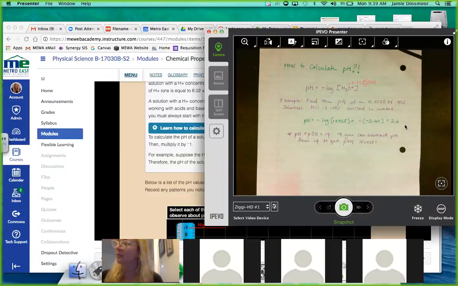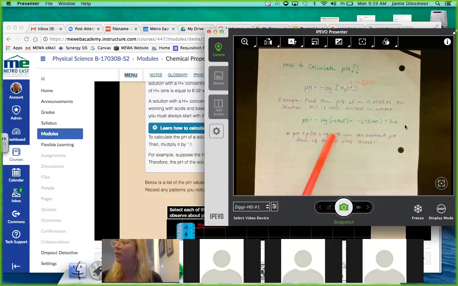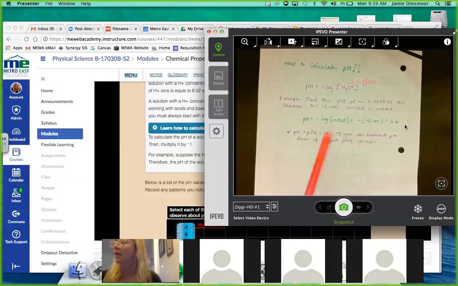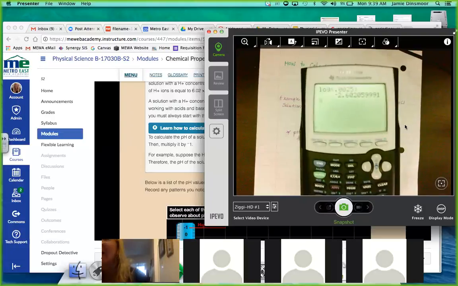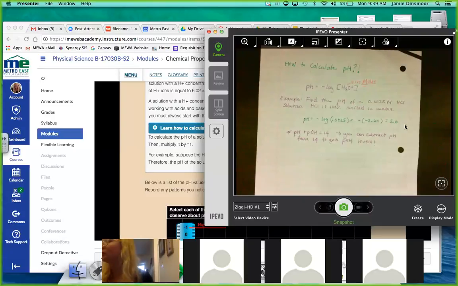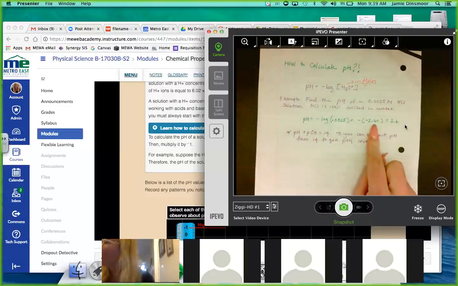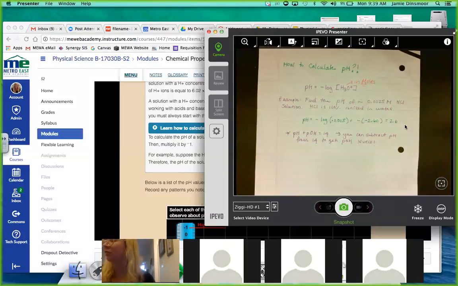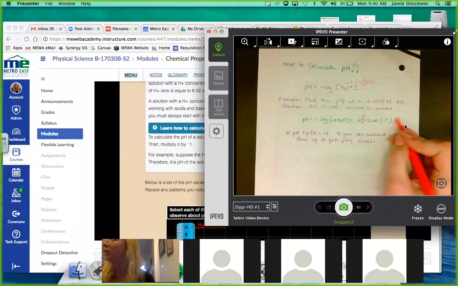All we do is plug in. pH equals negative log. We plug in our concentration, 0.0025. We calculate the log of 0.0025, and we get negative 2.602. We can just round it to negative 2.60. We have a negative of a negative, which just becomes a positive number, and we end up getting that our pH is 2.6.